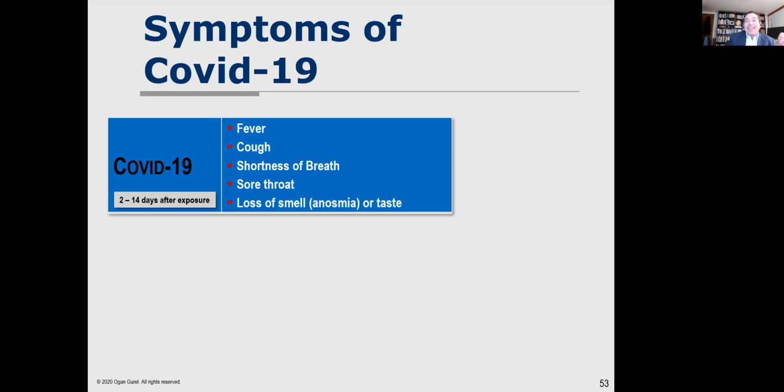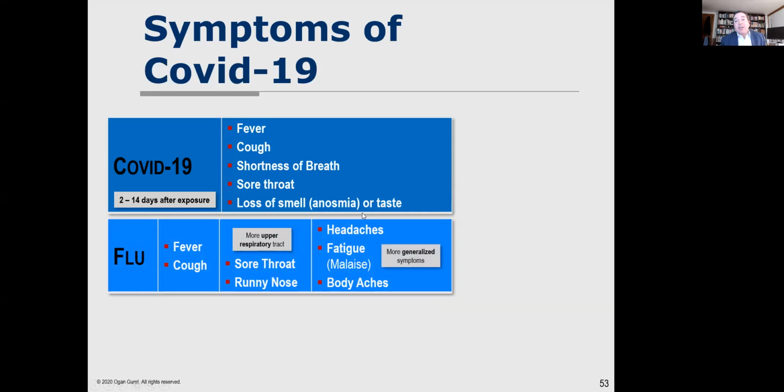So symptoms of COVID-19, typically 2 to 14 days after the exposure: fever, cough, shortness of breath, sore throat, and very importantly, loss of smell. The flu tends to be a little bit more upper respiratory tract, so you might have sore throat and runny nose more with the flu, because obviously fever and cough are common to both, and then you may have more generalized symptoms with the flu: headaches, fatigue, body aches in early cases. Obviously, COVID-19, when it progresses systemically, has more of these generalized symptoms.